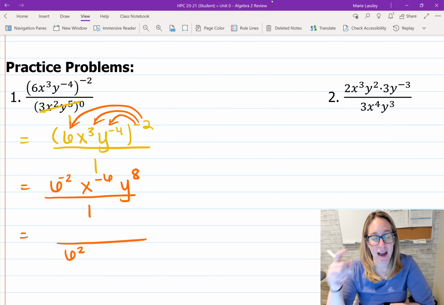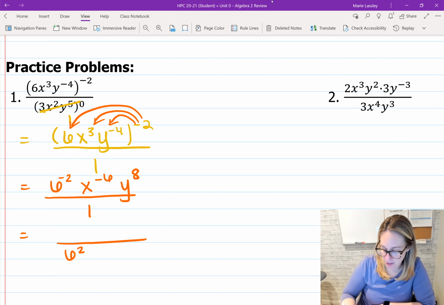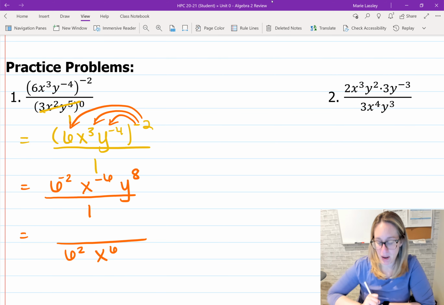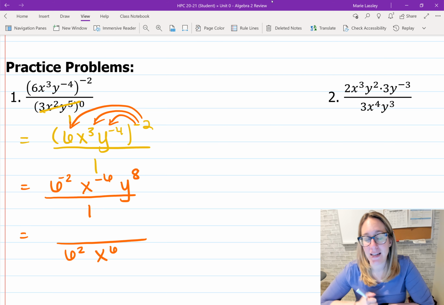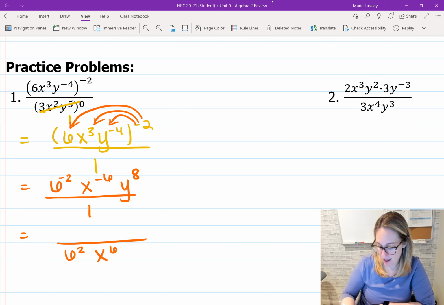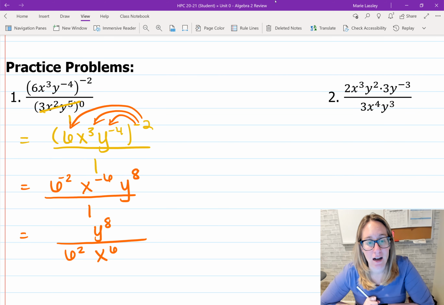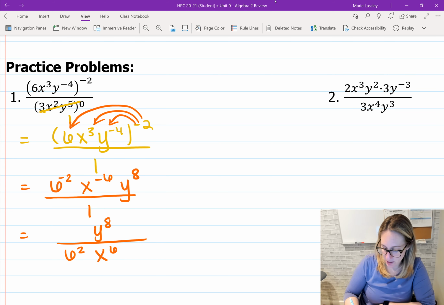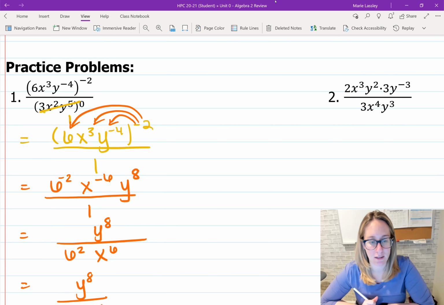All right, if x is to the power of -6 in the numerator, then to make it a +6, I'm going to move that down to my denominator. So I have x to the power of +6. Now, y to the 8th is already positive, so it can just stay on the top. All right, the last thing that I'm going to do is square the 6. So 6 squared, I do know what that is. 6 squared is 36. So for my final answer, I have y to the power of 8 over 36 x to the 6th.